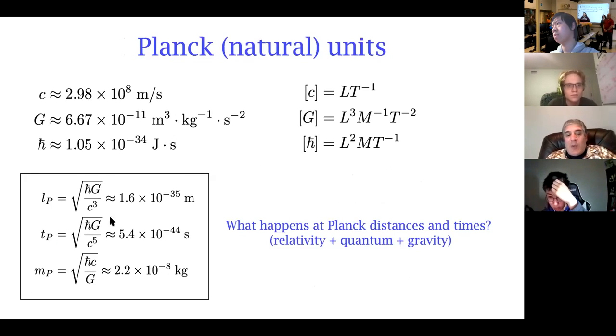Max Planck was the one who combined this together. He noticed that if you join, instead of G and c, you also use the Planck constant, you can actually form units of space and time and mass.